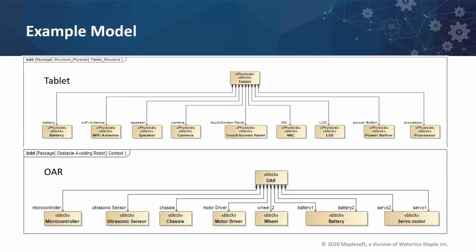So now for the example model, I just have two simple examples. One is a tablet system. The other one is an obstacle avoiding robot. I have chosen these two to keep the views very simple, but to convey the idea of what kind of different views we can generate using MapleMBSE.